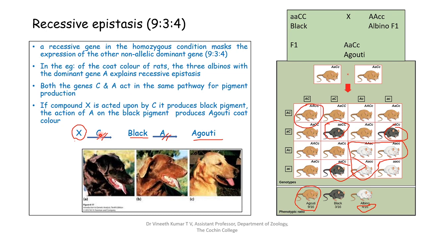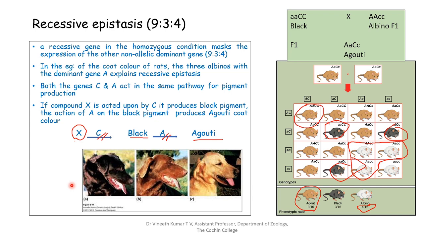So this is the case with the coat color in rats, the same example of supplementary genes. And coming to another example in the Labrador retrievers, or dogs, there are two alleles, capital B and small b. Capital B stands for black color and small b stands for brown colored coats.